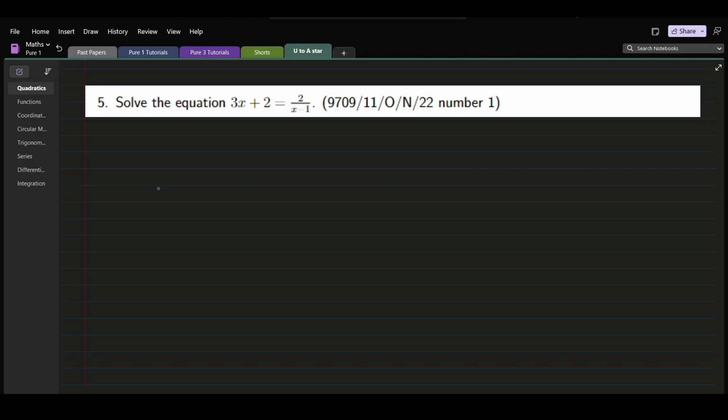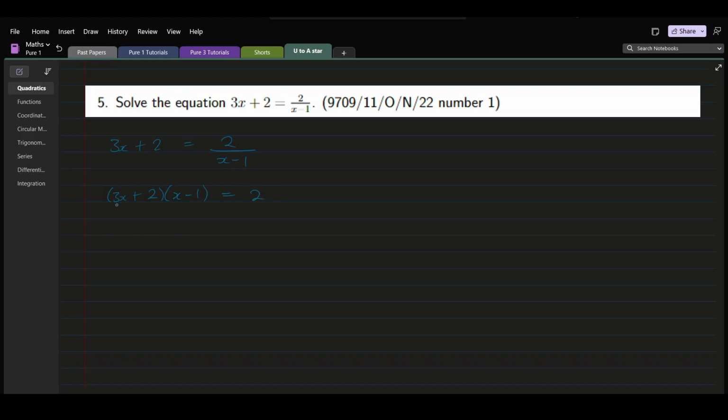So if the equation 3x plus 2 is equal to 2 over x minus 1. So 3x plus 2 is equal to 2 over x minus 1. Multiply both sides by x minus 1 to get rid of the denominator. So that becomes 3x plus 2 times x minus 1 is equal to 2.